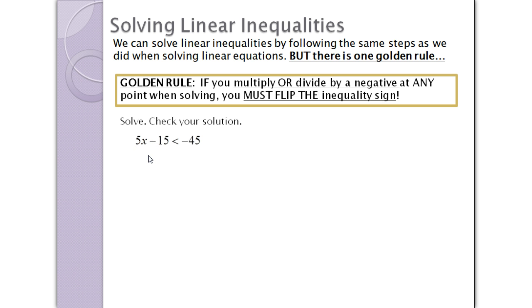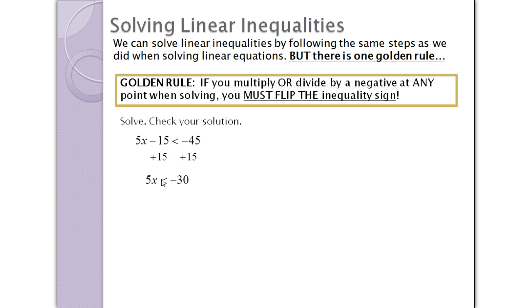So now I just need to follow my order of operations in reverse. I see subtraction happening right here, so I'm going to start by adding 15 to both sides. Negative 15 plus 15 is 0, so you're left with 5x. Make sure you bring down the less than symbol. It sounds silly, but a lot of students, even teachers, get in the habit of writing those equal signs because that's just what you're used to writing. It just feels natural.